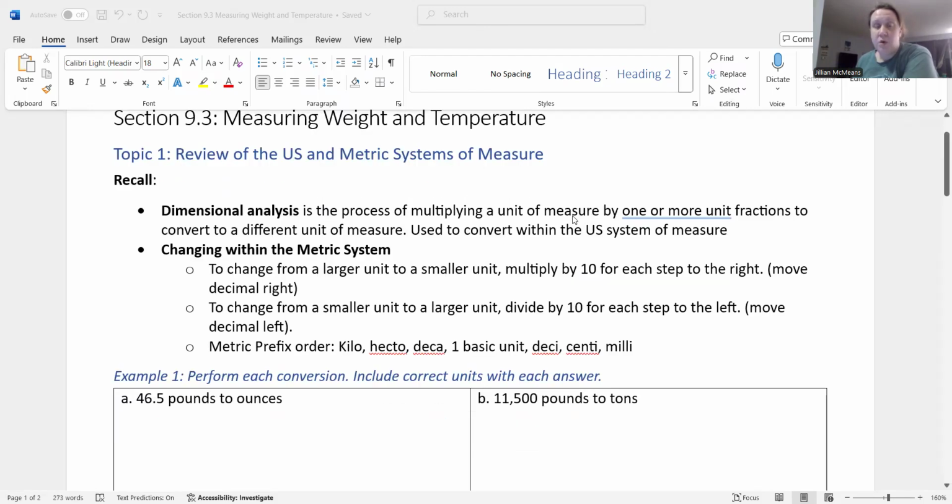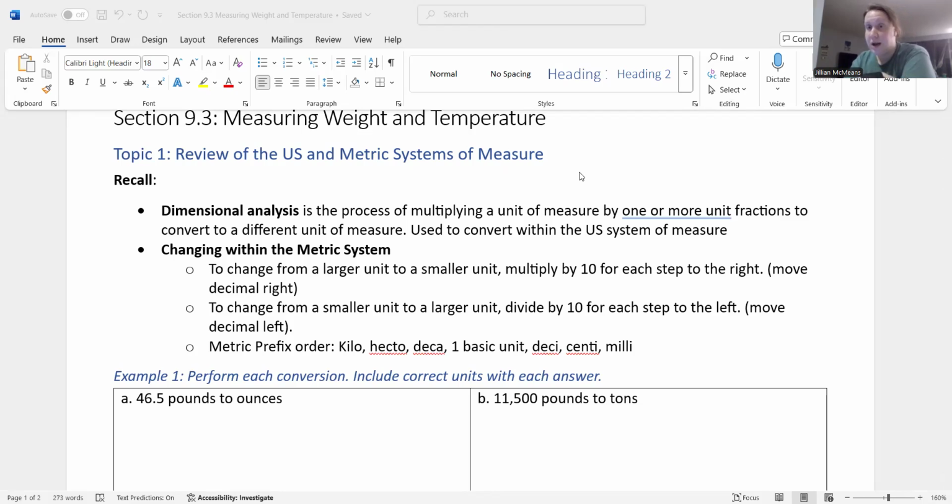Now, for topic 1, we're just going to do a review of the US and metric systems of measure. We've seen both in section 9.1 and 9.2, especially 9.1. We kind of introduced US, we kind of introduced metric, and then we converted between the two as far as length is concerned. And then in 9.2, we just kind of glossed over that, but we did some of both.